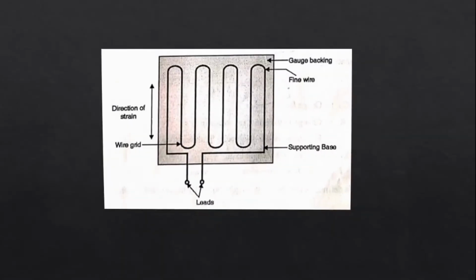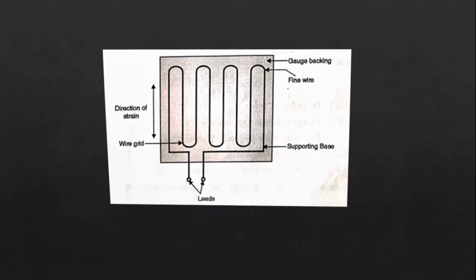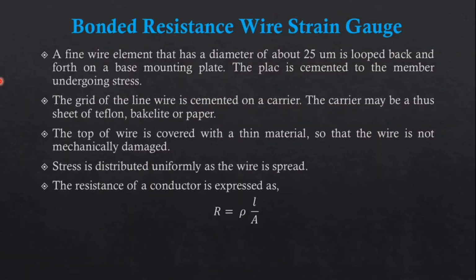The bonded resistance strain gauge is going to look like this, and here we have our cable that is wound back and forth on the plank and it is cemented on this. Now moving forward, the grid of the fine wire is cemented on the carrier. A carrier may be a thin sheet of Teflon, bakelite or paper.